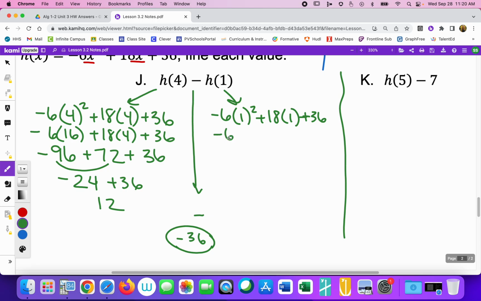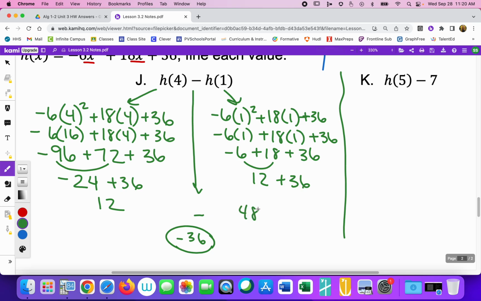So this would be negative 6 times 1, 18 times 1, and 36. So now the 1s aren't even necessary. If technically you didn't write them at this step, that's fine. Negative 6 plus 18 is 12, plus 36 is 48. So now what we have is 12 minus 48, which is negative 36.